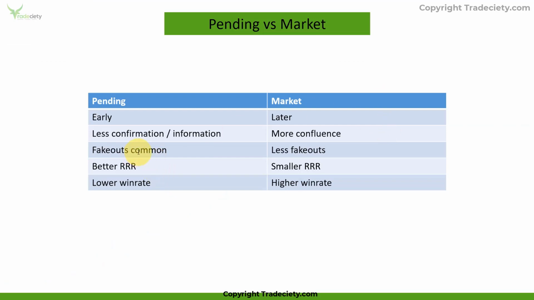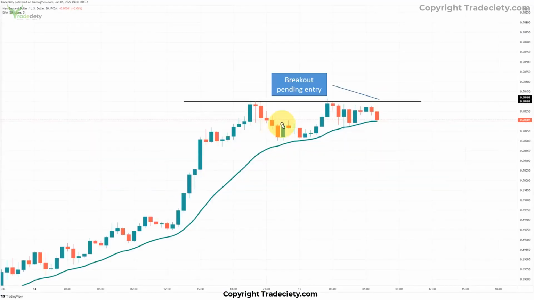Also, pending orders have a little bit more issues with fake outs, because obviously if you have your pending order here and you have maybe a volatility spike that spikes through the level, you will be in the trade automatically on the pending order. Then maybe the same candle reverses lower and it looks like a fake out. But there's no way of actually dealing with that on a pending entry level.